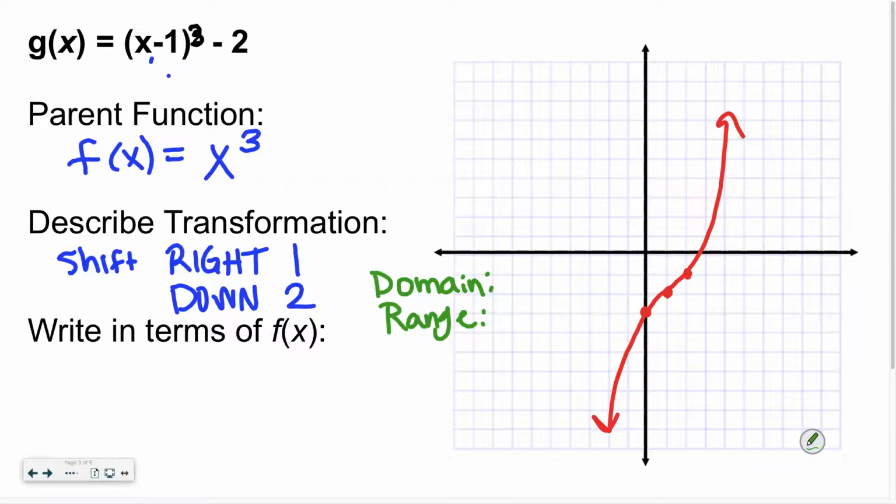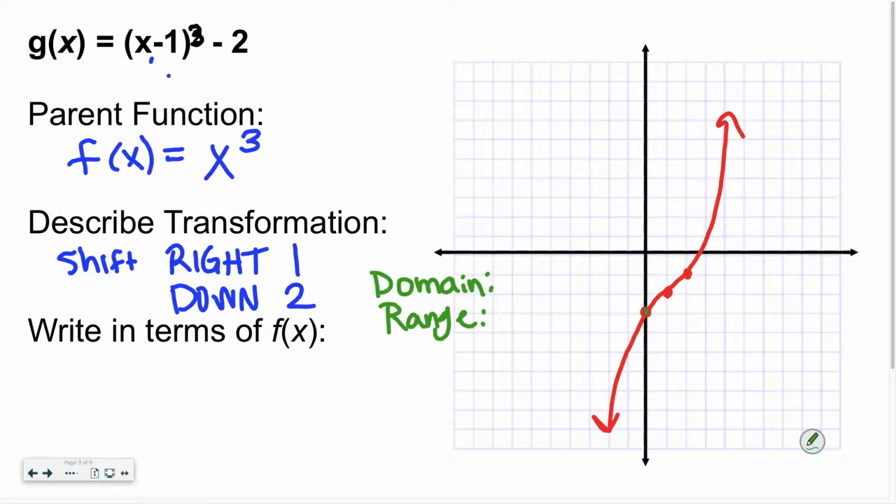So we're at the origin, right? Our graph goes to the origin. So we're going to shift it right 1, down 2. Our graph goes to the point 1, 1. So we shift it right 1, down 2. Our graph goes to the point negative 1, 1. So we shift it right 1, down 2. So those are our 3 points that are on the parent function. Shift it over and down, and then we can create the curve.